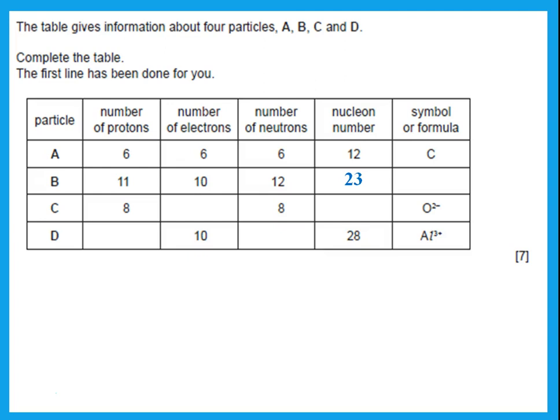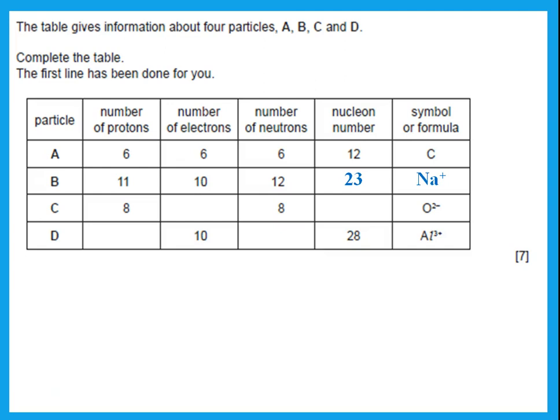Now, we said the protons is 11, and that means I have Na. But then he says the number of electrons is less than the number of protons by 1. If it were just Na, my protons should be the same as electrons. But the electrons are missing 1, and that means that my sodium has an extra positive. Do we understand that? Okay, let's take a look at C.